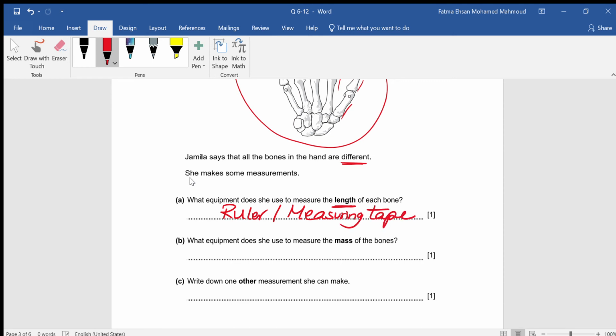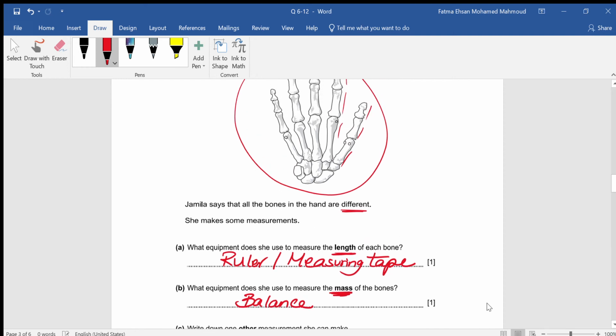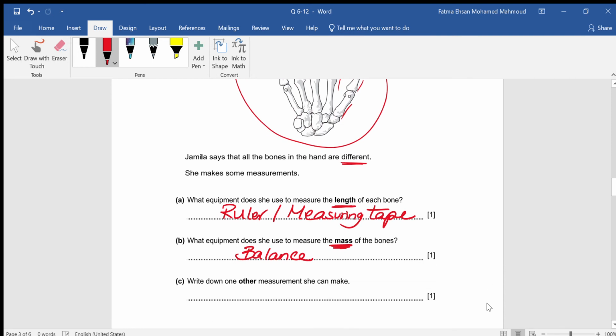B. What equipment does she use to measure the mass? What do we use to measure the mass? So the equipment or the tool is the balance. Write down one other measurement she can make. So here, Jamila, she's measuring the length. She is measuring the mass. What else could we measure regarding the bones? We could measure actually the volume. We could measure the width. So we could measure the strength. So any of these answers are correct, or we also can measure hardness or softness, how hard and how soft. So you can choose and write any of these answers.